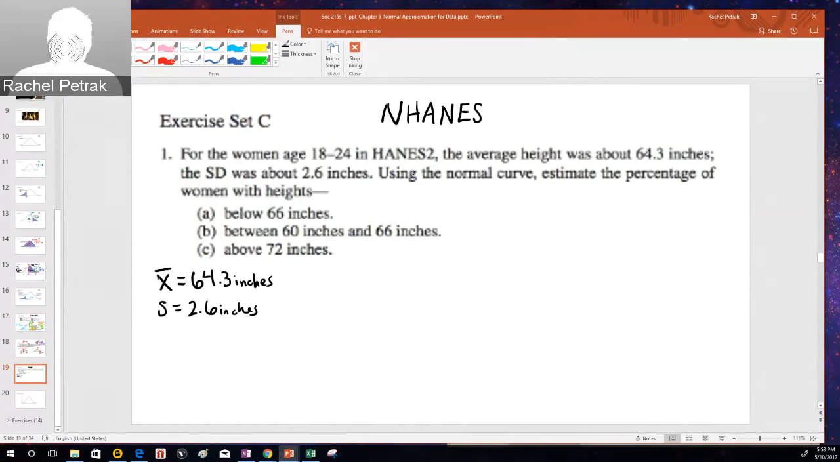Now we can use the normal curve to estimate the percentage of women at each of these height levels. This is a very common application of the normal curve. Let's look first at A. We want to know the percentage of women with heights below 66 inches. The first thing we need to know is the z-score for 66 inches.